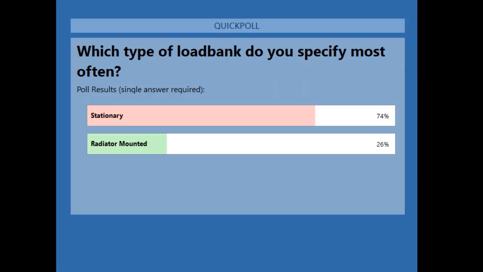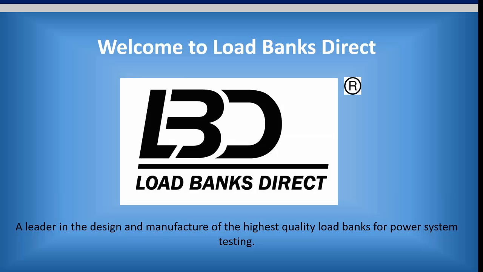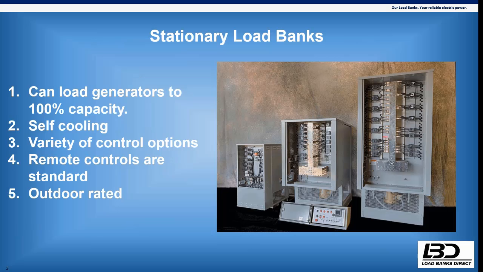Great. So it looks like we have a nice response. 74% of the audience voted stationary, and 26% said radiator mounted. Okay, so it sounds like you guys are seeing more stationary units than radiator mounted units. All right, that's good information to have. There's pros and cons to both. So I'll just get started. The first section we're going to go over is our stationary load banks.